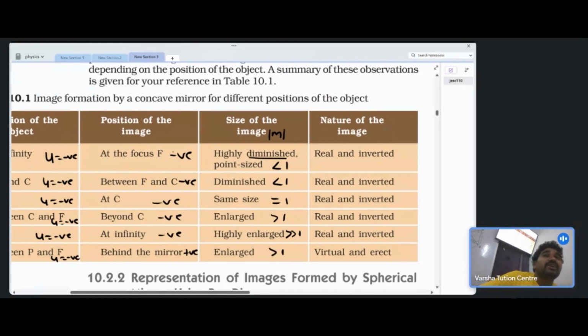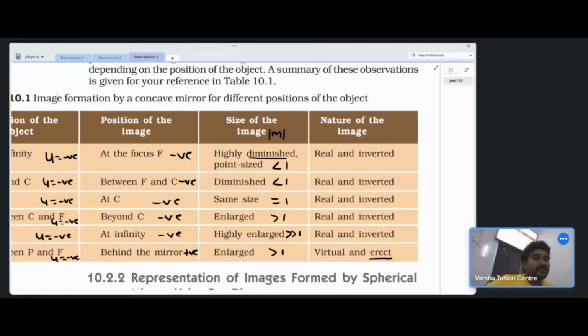Actually, they will ask the condition. What are the possibilities to get an enlarged image? Enlarged and erect means only one case. Enlarged and inverted means there are two cases. Like that you have to clear that thing now.